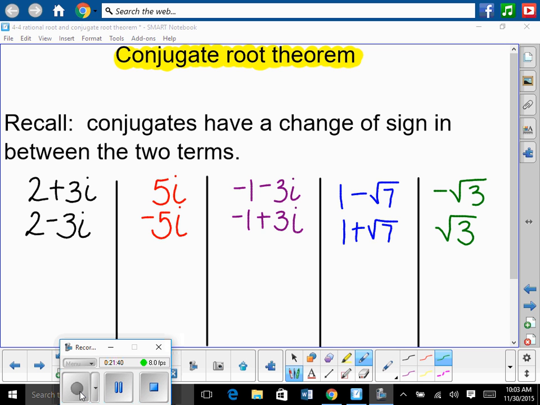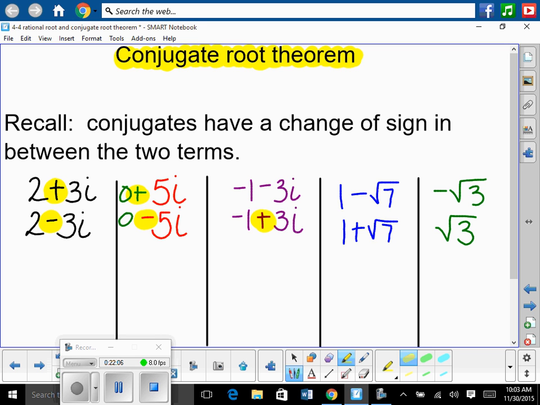What makes them conjugates, guys, is the change of sign in between. It's only in between. So look at this. Positive 5i, negative 5i. Aren't those conjugates? Yes, isn't that technically 0 plus 5i, 0 minus 5i? Aren't they conjugates? Do you see a change of sign in between, guys? Okay. So negative 1 minus 3i, negative 1 plus 3i.